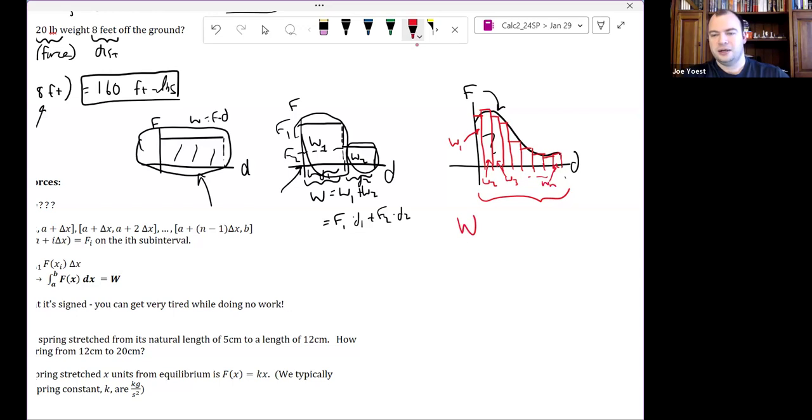And then the total work done will be approximately the sum of these individual little bits of work done. And this can be approximated by, we'll call it, say, Fi, the constant force that we're using to approximate the force function on the ith interval, times delta x, the width of that interval, the amount of distance that we have to apply that force approximately over.